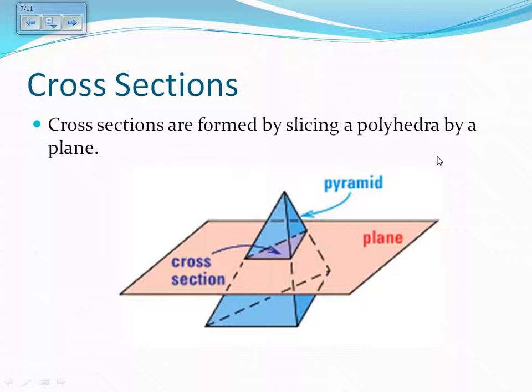Carlos? Cross sections are always going to be 2D, right? So good point. The cross section is always going to be 2D. So you're taking a slice of it, so it's going to be on a plane now. So we're moving from a 3D object. You slice it for a cross section, it will be a 2D object. Okay, so slice it through with a plane.